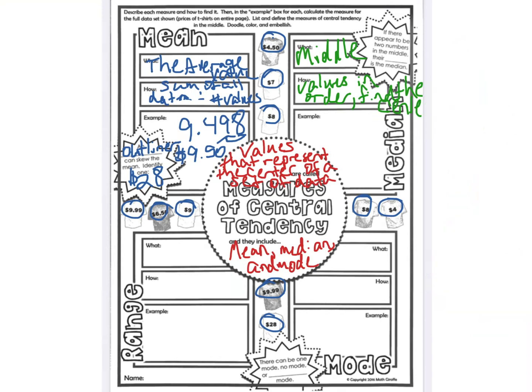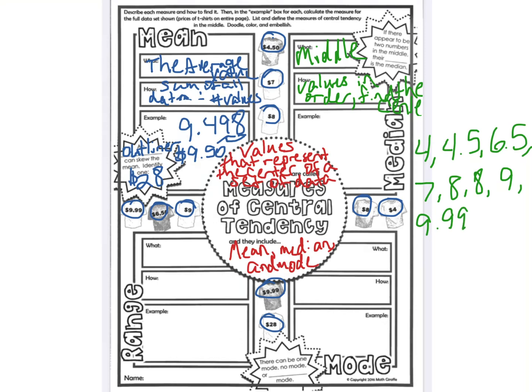Okay, so all right, I erased all the pieces of data we had before, and now I'm going to show you how to find the median, or the middle value. If we take all the prices of the t-shirts and we put them in order from least to greatest, we have 4, 4.5, 6.5, and ideally you would list these all in one single line. It's much easier to find the median when the numbers are in one long line.